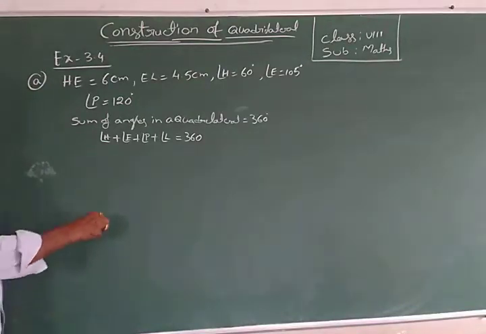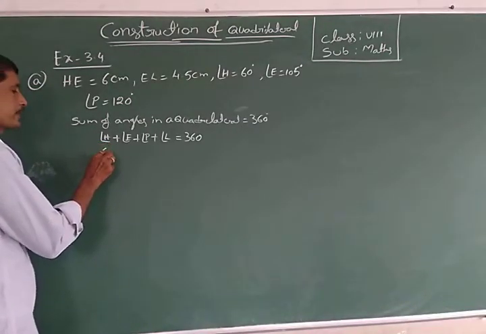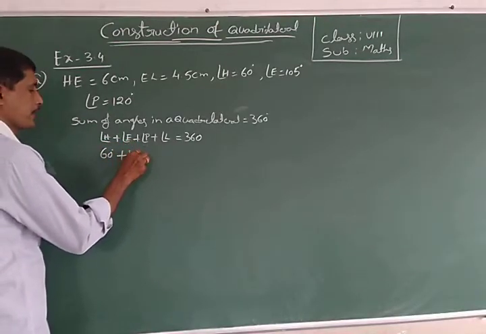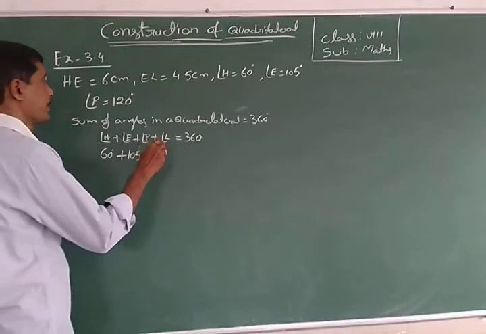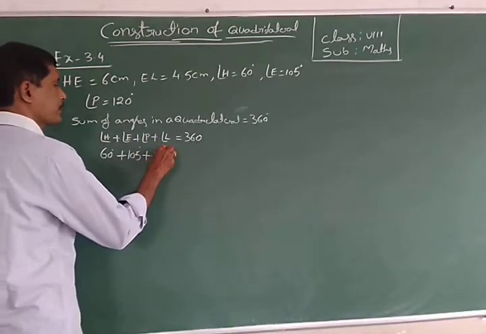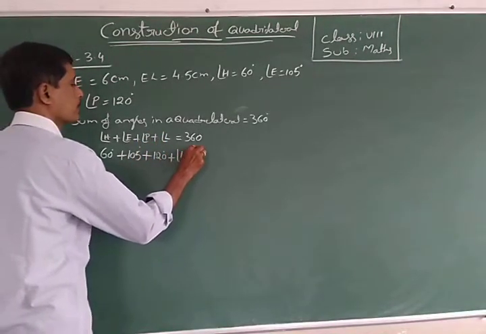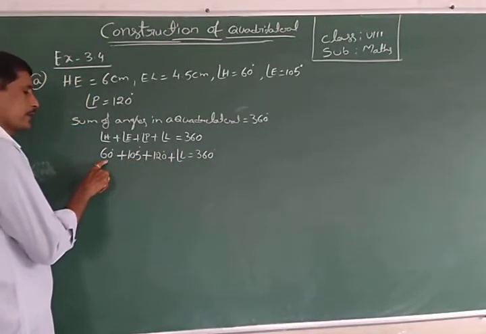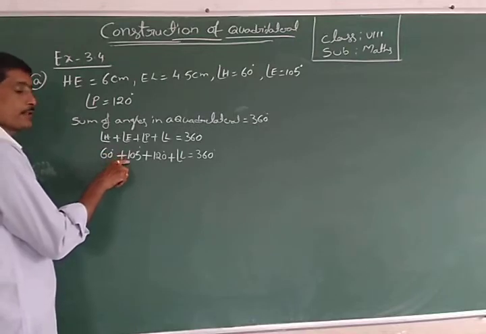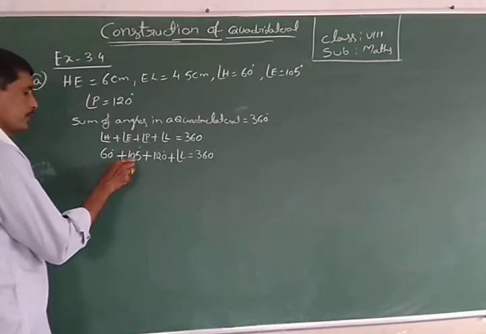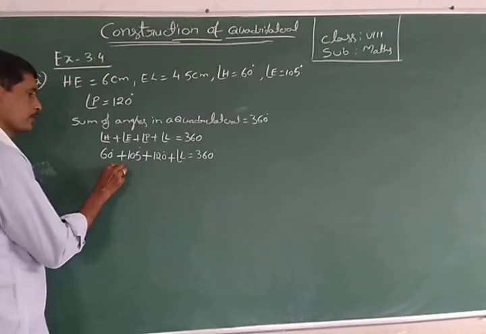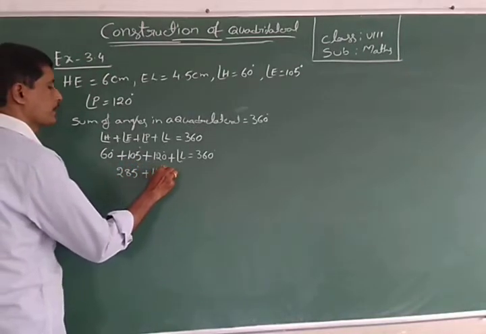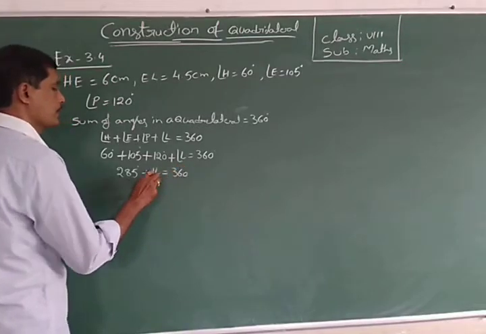Okay. Next, angle H is given as 60 degrees. Angle E equal to 105 degrees is given. Angle P equal to 120 degrees is given. Therefore, angle L equal to 360 degrees. Here 120 plus 60 is 180. 180 plus 105 is 285, plus angle L equals 360 degrees.